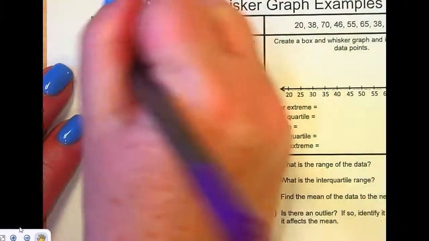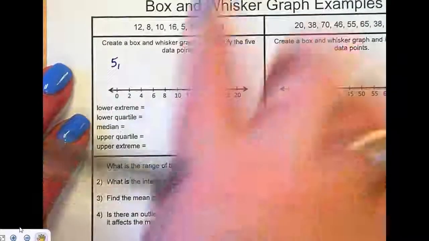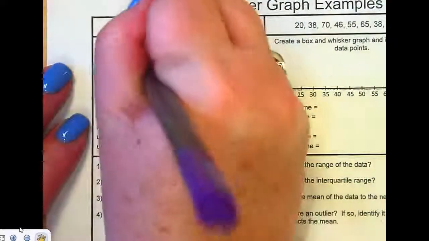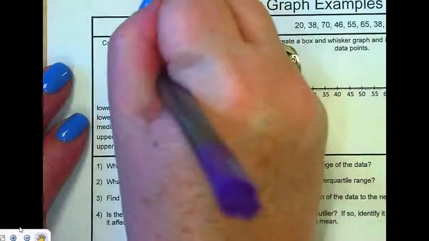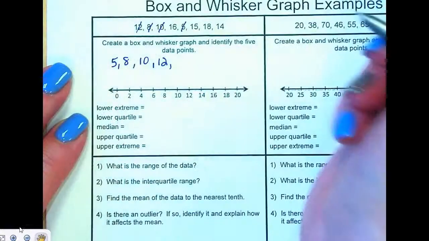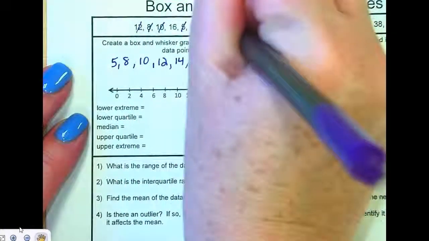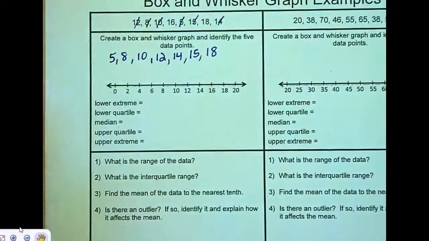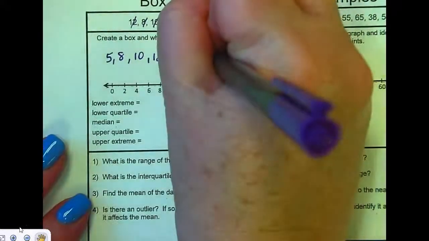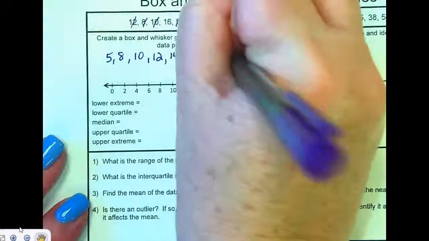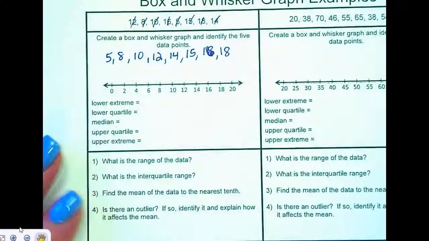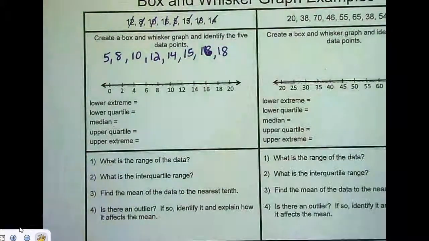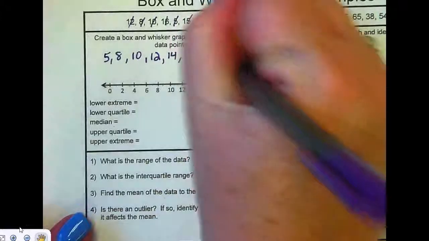So our smallest number is 5. And then 8, 10, 12, 14, 15, and 18. Oh, and that's why you should not do math in pen. 16 and then 18. Thank you. Did I get them all that time? Okay. All right. 5, 8, 10, 12, 14, 15, 16, and 18.